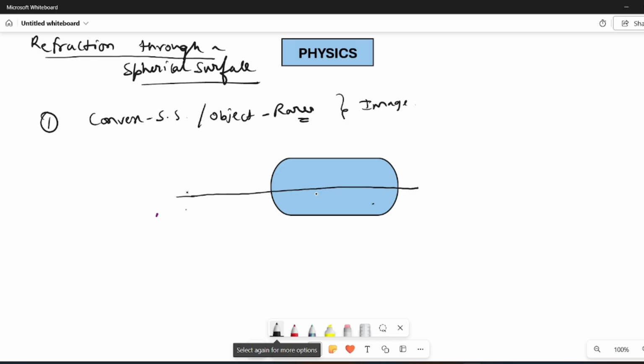Suppose the object is lying at this particular point. This is O. And this particular surface is convex in nature, that means its center of curvature is going to lie inside of it. Suppose here, C. So my normal is going to pass from this particular point. Suppose this is my normal here. It is going to pass like this.